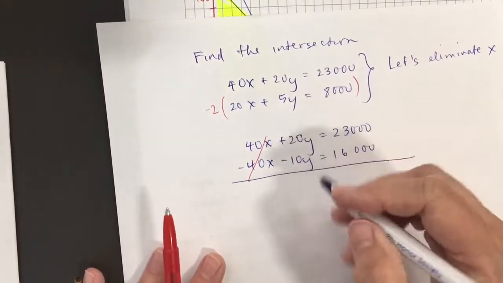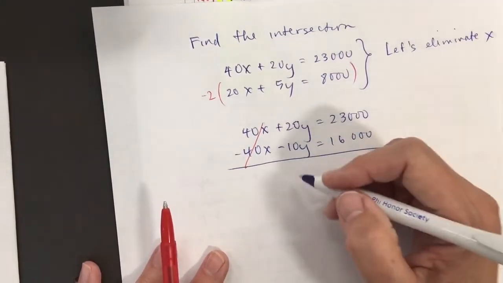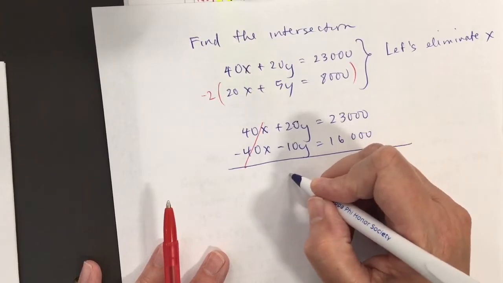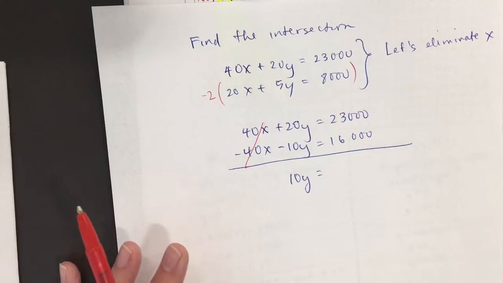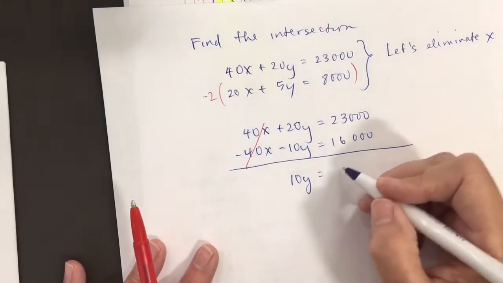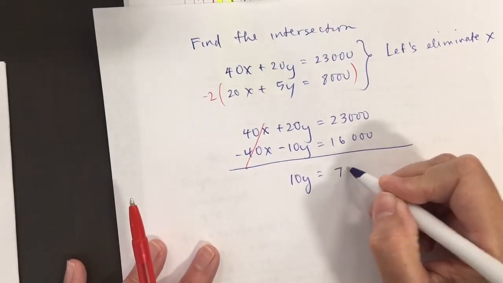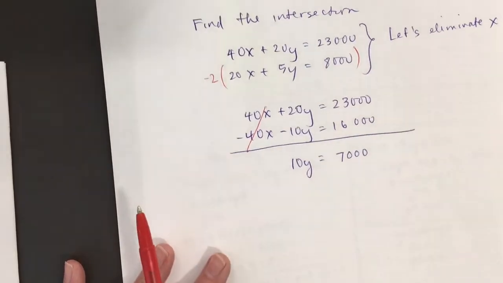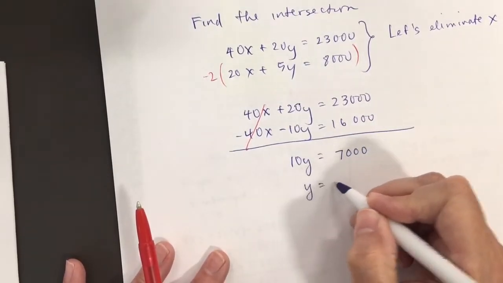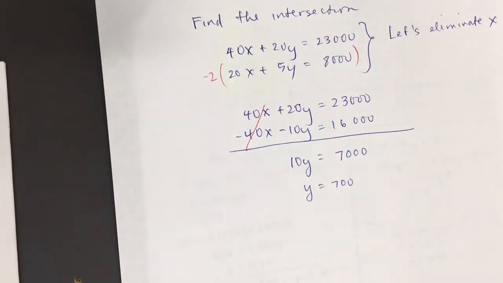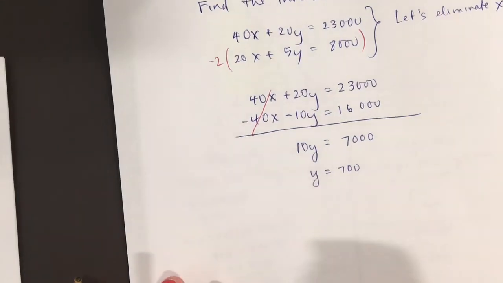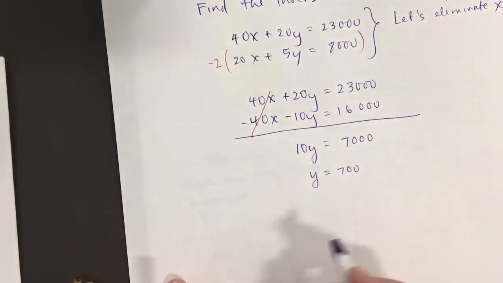20y minus 10y, or 20y plus -10y, is 10y. 23,000 minus 16,000 is 7,000. Divide by 10, you'll get y equals 700. Find x by plugging that back in. I'll go with the second one.